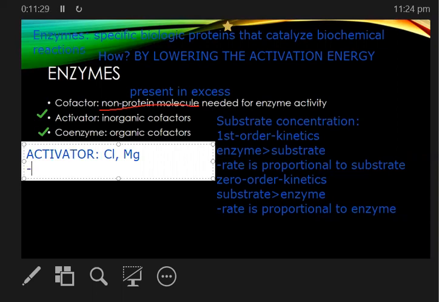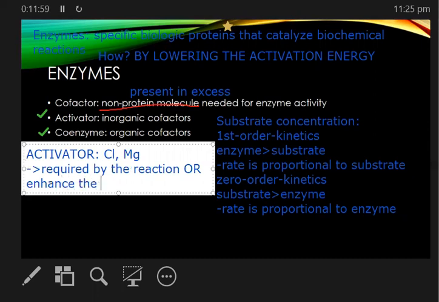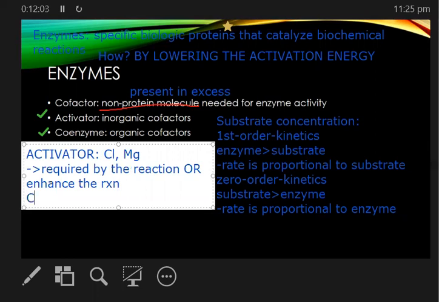Take note that activators work either by enhancing the reaction or they are required by the reaction. In contrast, coenzymes are organic cofactors. Examples of organic cofactors are vitamin B, your pyridoxal phosphate, vitamin B12. Your pyridoxal phosphate is an example of a coenzyme.